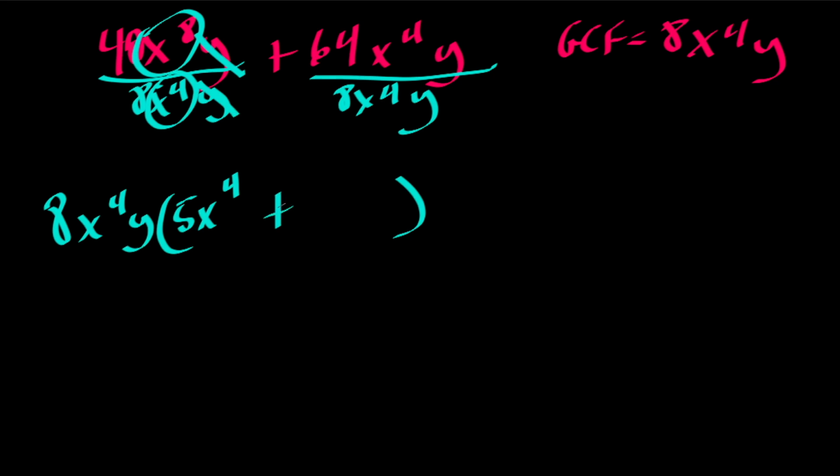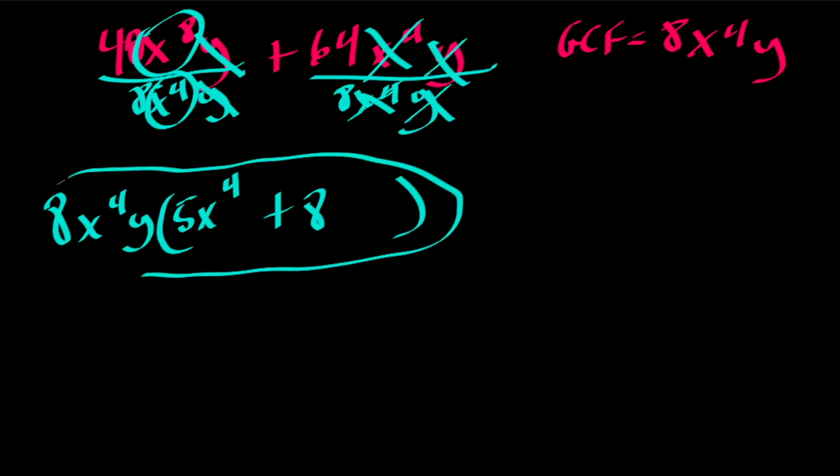So then I'm going to bring down my plus sign. 64 divided by 8 is 8. x to the fourth is going to cancel with x to the fourth because anything divided by itself is 1. And then y over y cancels again because anything divided by itself is just 1. So then here is my answer.